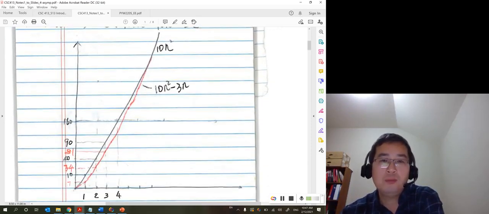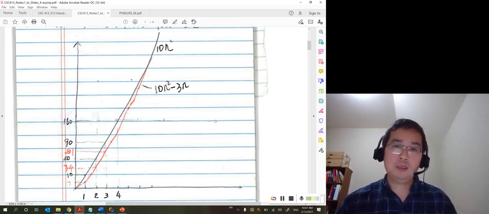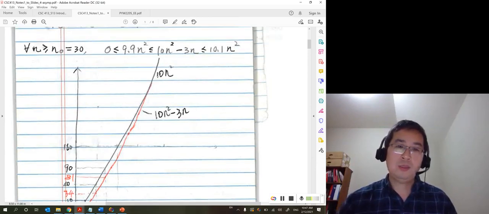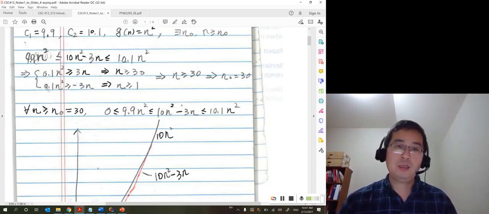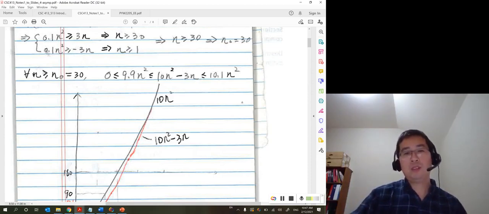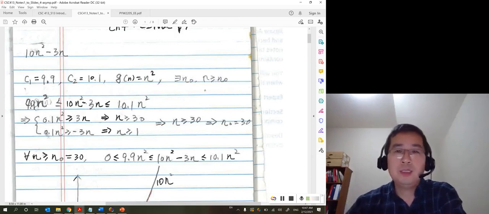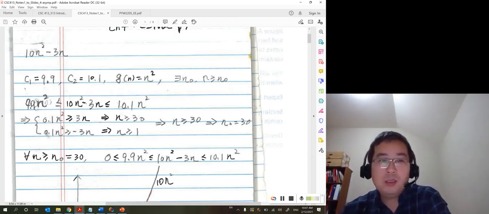Okay, this is the 10n squared. This is the 10n squared. Red one is 10n squared minus 3n. So if you choose a larger bound, the 8n squared, maybe you need to look beyond for the other value, so larger n0. But it doesn't matter. It depends on your preference.